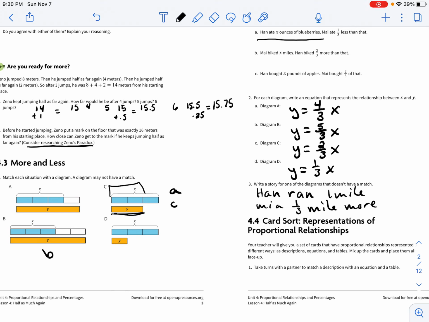All right, 4.4 we're not going to worry about. But here this just goes over how we use tape diagrams and write stories dealing with those.